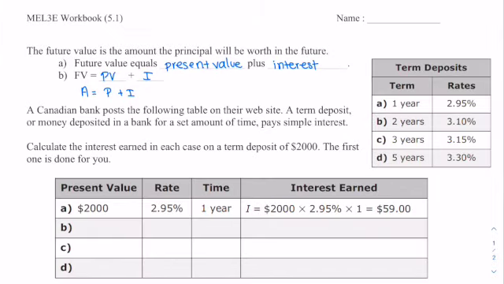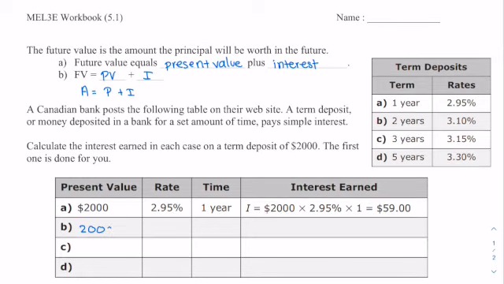All right. Okay. So Canadian Bank posts the following table on their website. A term deposit, or money deposited in a bank for a set amount of time, pays simple interest. So calculate the interest earned in each case on a term deposit of $2,000. So the first one's already done, so it's $2,000 each time, so we can just put the present value in already.